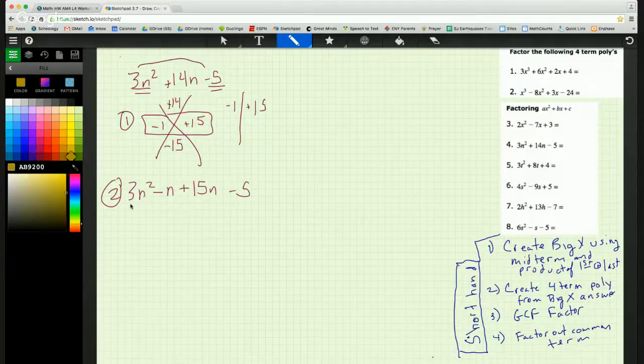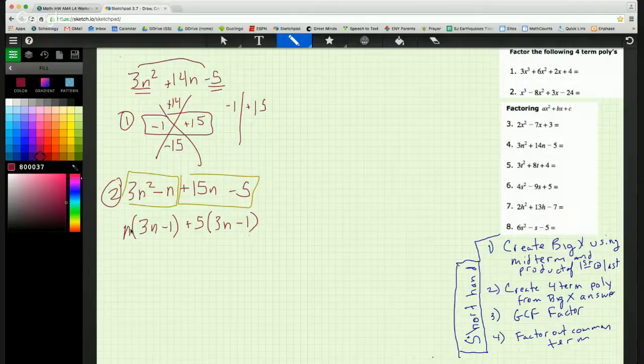So now we're going to factor the first term and factor the second term. And we get n times 3n minus 1 and plus 5 times 3n minus 1. And we can check that. It's 3n squared, n times negative 1, negative n, 15n, negative 5. Awesome. And that was step 3. And then step 4 is n plus 5 times 3n minus 1.